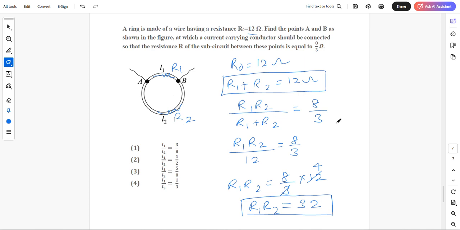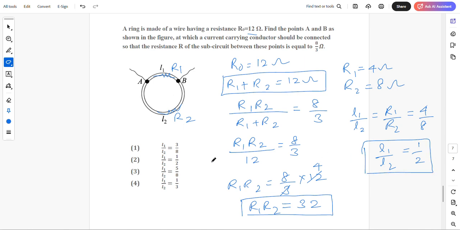4 and 8. R1 is 4 because this one has less resistance compared to the other. R1 is 4 ohm and R2 is 8 ohm, because 4 plus 8 is 12 and 4 times 8 is 32. Now what are they asking? They are asking you to calculate L1 by L2. L1 by L2 is equal to R1 by R2, that is 4 by 8, which is 1 by 2. L1 by L2 is equal to 1 by 2 is the right answer.